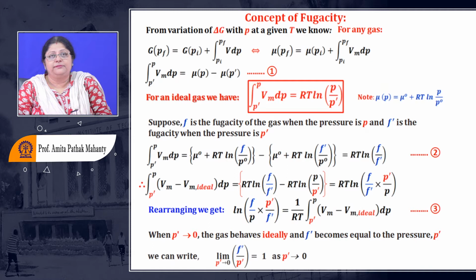How did we get this? This is coming from the fundamental equation where we are taking the variation of G with pressure, keeping temperature as a constant. G is now defined as delta G, which is nothing but equal to minus S dT plus V dP. Minus S dT, yes, right, V dP minus S dT.